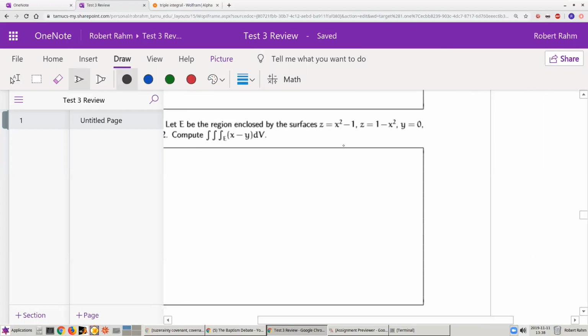So if you look at what this region looks like in the xz plane. Notice I'm saying xz, not xy. That's not a typo. Okay, so if this is the x-axis and this is the z-axis, then z equals x squared minus 1 is going to be an upward-facing parabola that looks like this, and z equals 1 minus x squared. Notice that these two are going to be equal when x is equal to plus or minus 1. So this is z equals x squared minus 1.